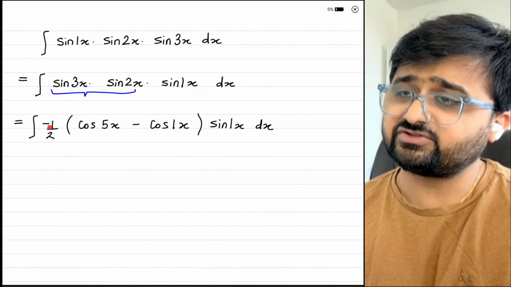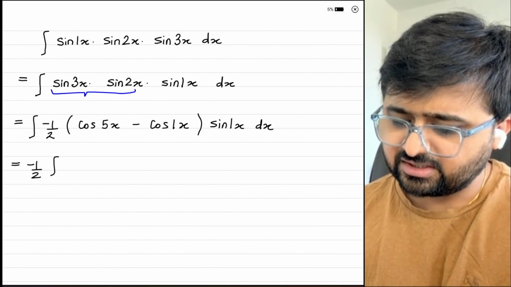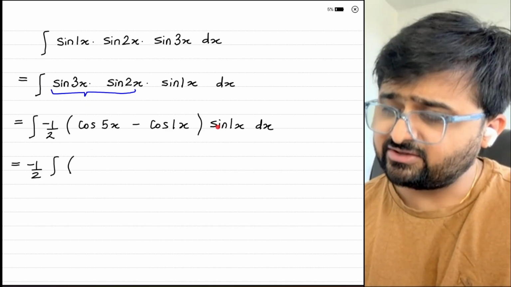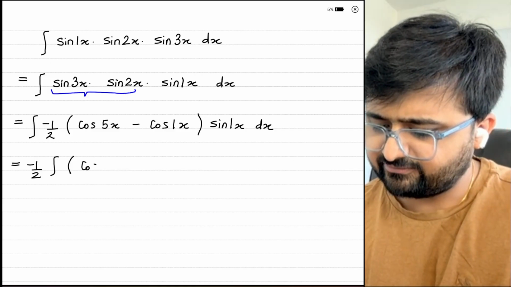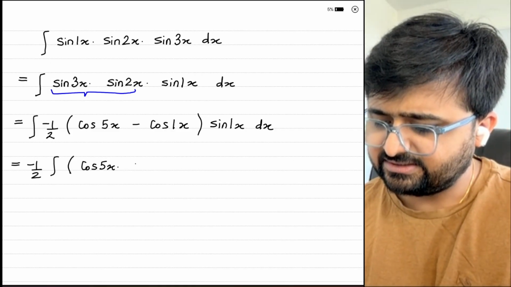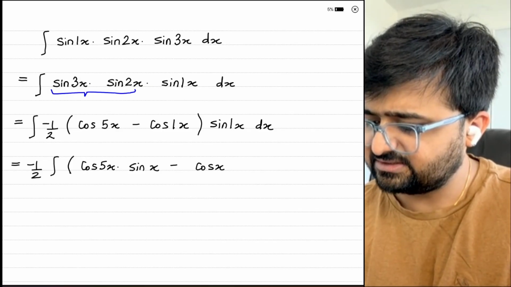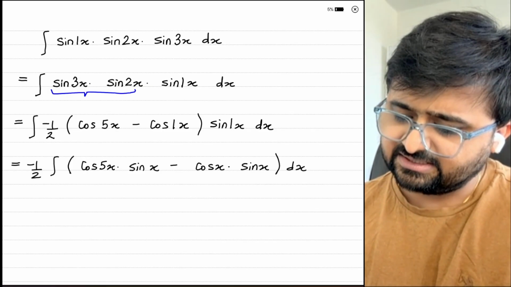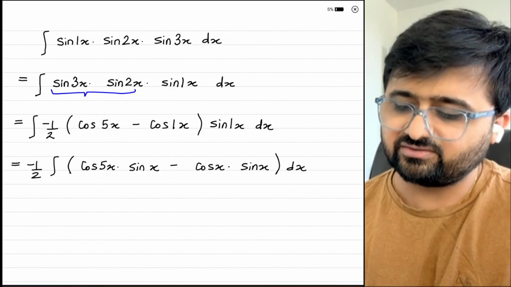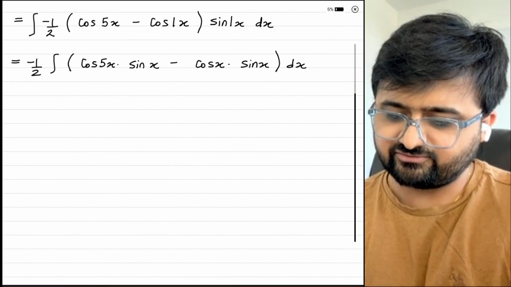This minus half is a constant and can be taken out of the integral. So I have minus half integral of, and you can just multiply this sine x inside of that bracket. So I have cos 5x times sine x minus cos x times sine x with respect to x. Again, notice that I write it in descending order. It just makes it easier when you apply the defactorization formula.